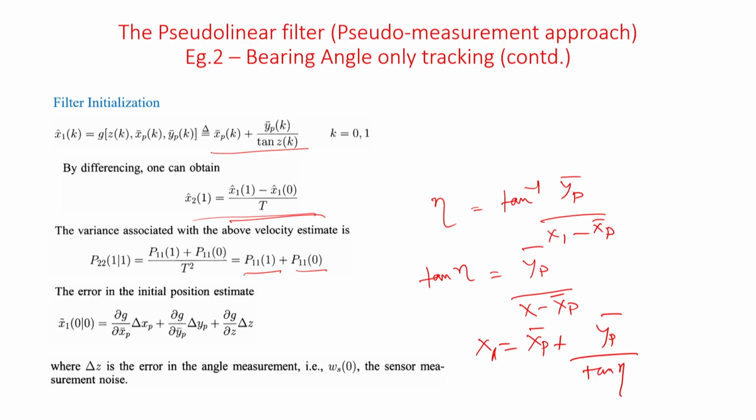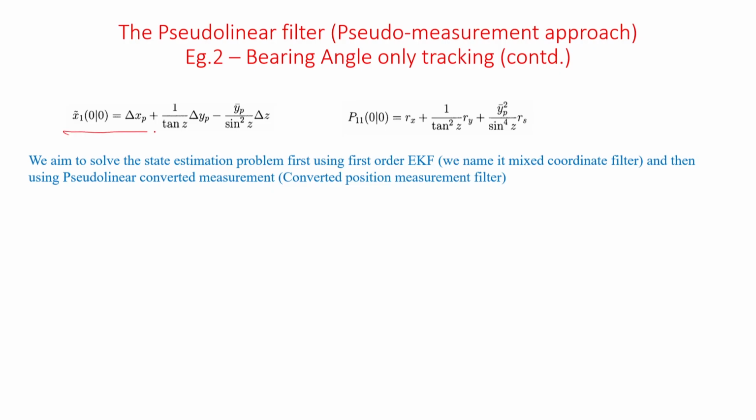How to calculate P 11? Again you do a first order Taylor series, calculate the Jacobian with respect to x p, y p. That is all I have done here. And obviously, delta z is there, that is the measurement error. You take this and start doing the error calculation. So, delta z is the error in angle measurement, W s 0, whatever, platform perturbation. So, your x 1 0 is coming like this. Now this is simple Taylor series linearization. Okay. If you take expectation of this, it is 0, this is your mean.